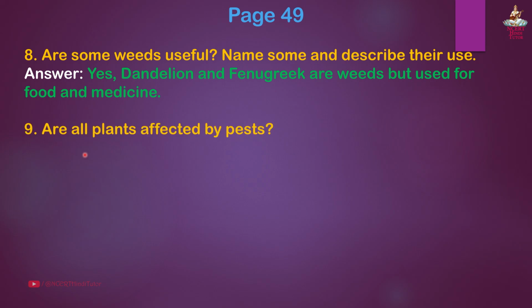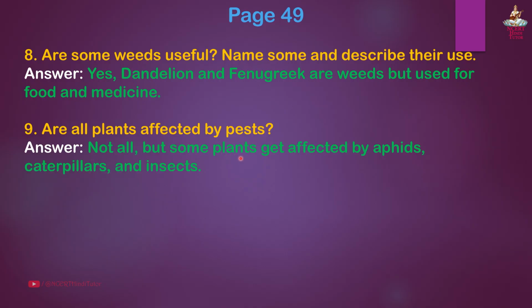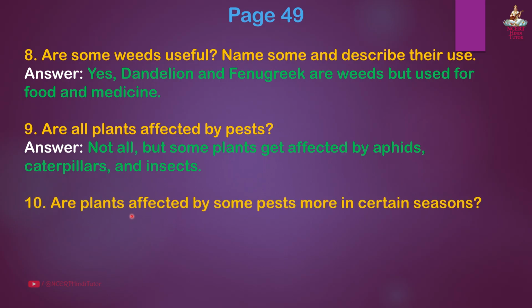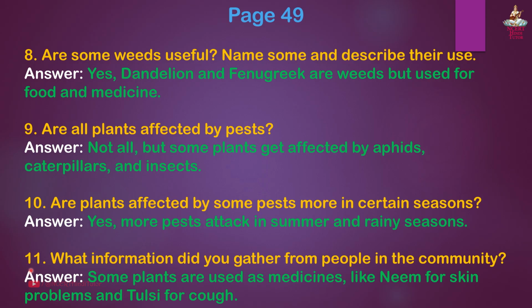Question 9. Are all plants affected by pests? Answer: Not all, but some plants get affected by aphids, caterpillars and insects. Question 10. Are plants affected by some pests more in certain seasons? Answer: Yes. More pests attack in summer and rainy season. Question 11. What information did you gather from people in the community? Answer: Some plants are used as medicines, like neem for skin problems and tulsi for cough.